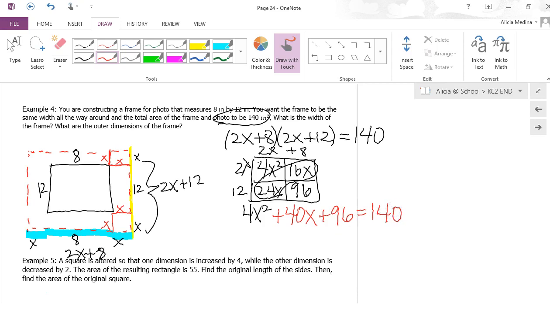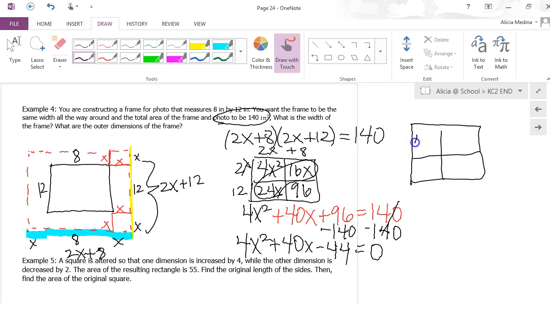All right, we want to make sure that our equation is equal to 0, though. So that 140 has to move over to the other side. So I do the inverse, right? It's a positive 140, so I'm going to subtract 140 over to each side. My equation is now equal to 0. And what I'm going to try to factor now is 4x squared plus 40x. And 96 minus a 140 is going to be a negative 44. All right, I want to make sure I factor that now using my Punnett square box.